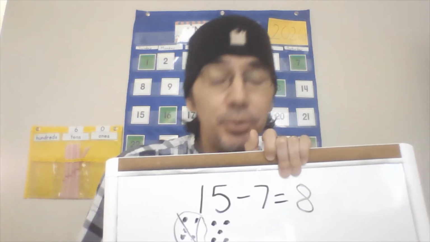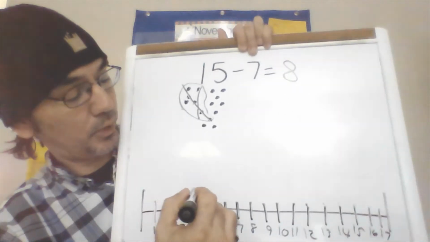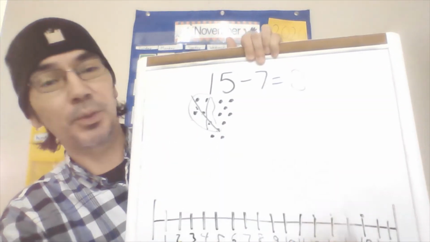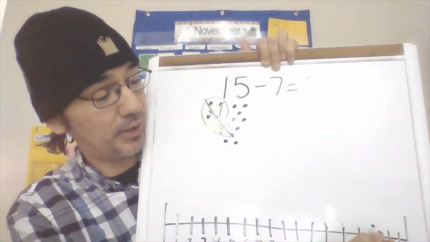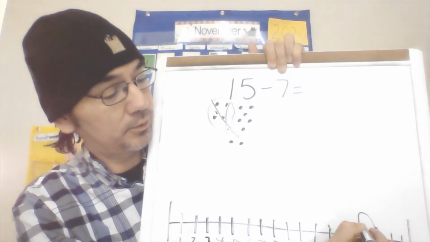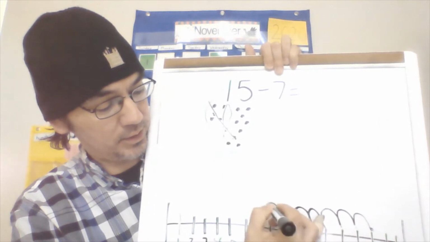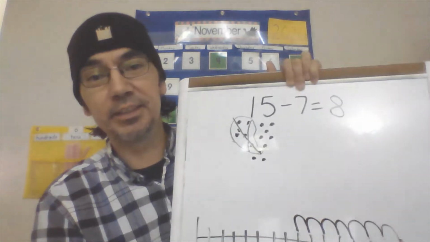Next up, we can use our number line. So let's check our number line. So we're going to start at 15. We're subtracting, so we're going to count back. So I'm going to jump back and I'm going to count each time I land. Ready? 1, 2, 3, 4, 5, 6, 7. I jump back 7 and I land on 8. 15 minus 7 is 8.